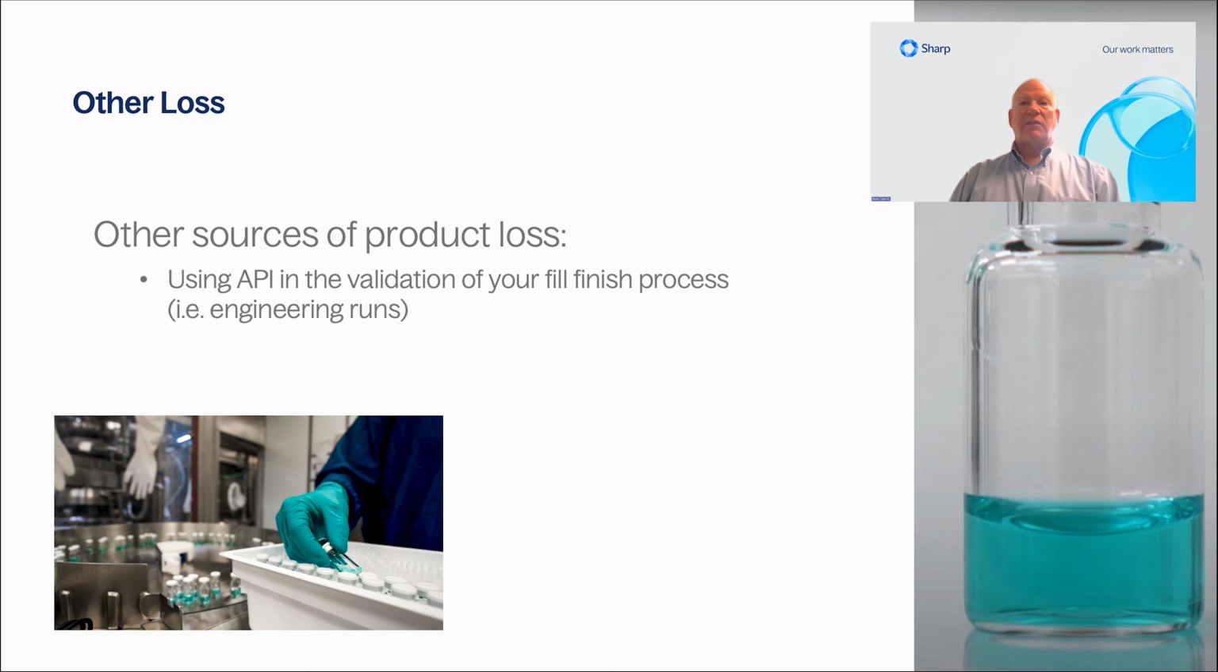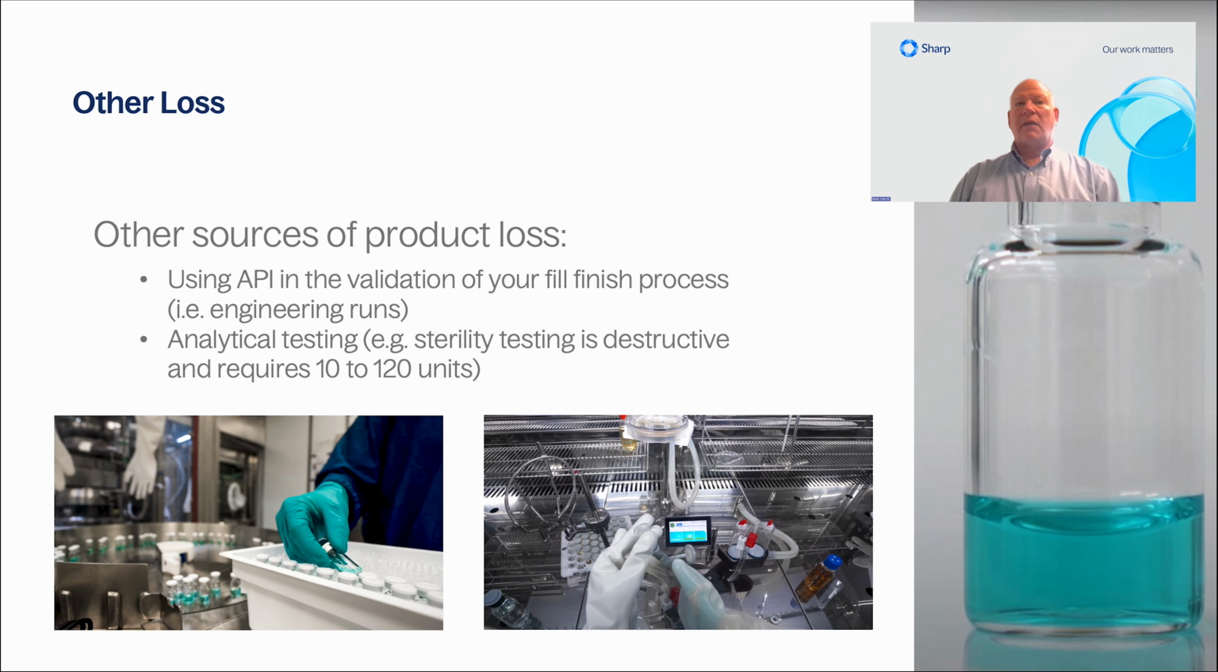Another area where product is lost is analytical testing. There are several required tests that must be done on each batch to demonstrate the product meets the set specifications and that it's sterile. Some of these tests are non-destructive, but most are not. Sterility testing, for example, is a destructive test and requires that it be performed for every batch that is filled. And this test alone uses 10 to 120 units. You will need to plan for these tests.